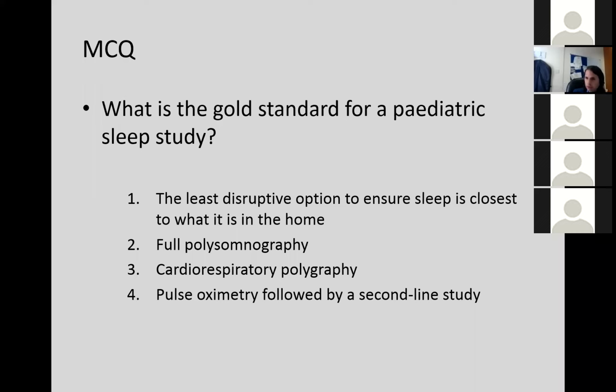So with all that, what is the gold standard for a pediatric sleep study? Is it the least disruptive option to ensure sleep is close to what it is in the home? Is it a full PSG? Is it a cardiorespiratory polygraphy? Or is it a pulse oximetry followed by a second line study?